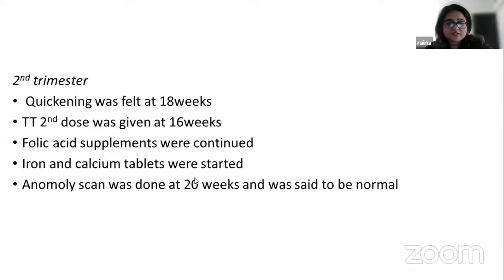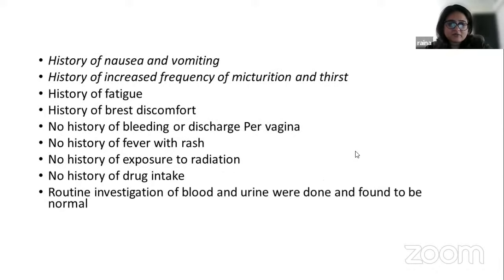Okay, two questions I'll ask you here. One is, when you ask history of fever and rash, what are you thinking of? For any infections like rubella, chickenpox, varicella. Yes, you're correct. Rubella and varicella we are concerned about.